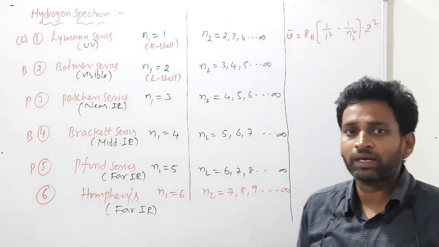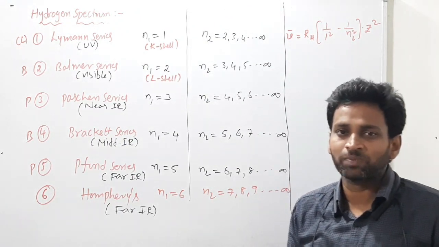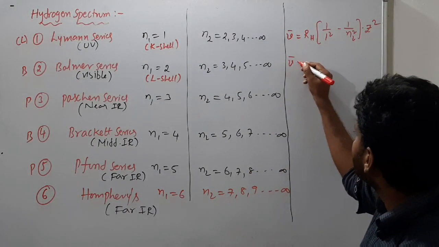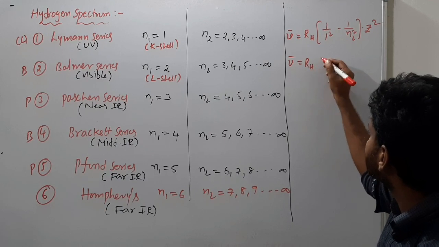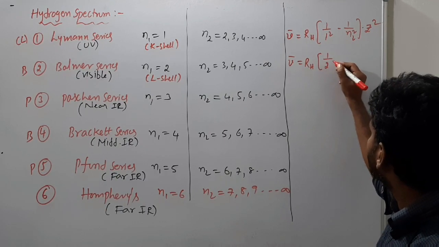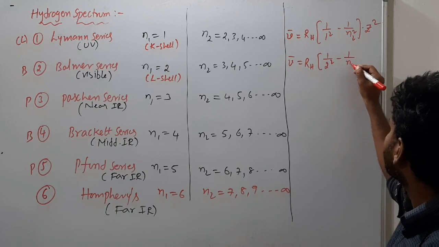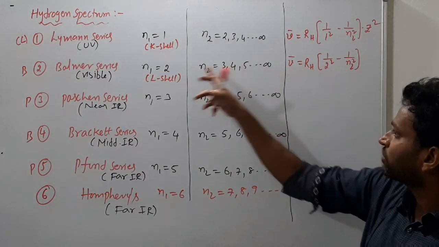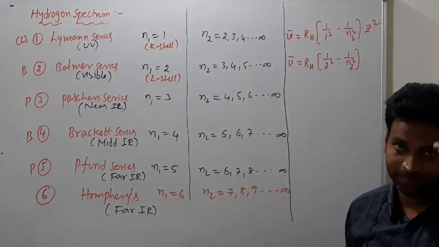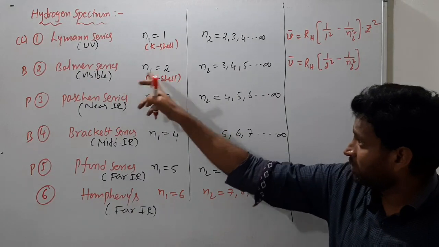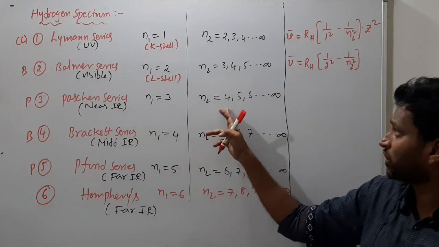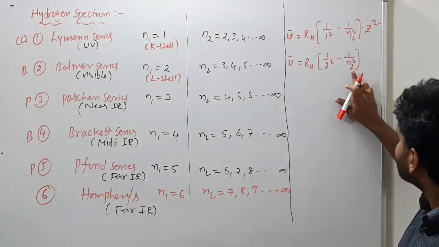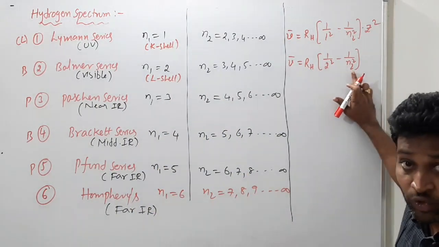You can use that formula to calculate the wave number in the Lyman series. Okay, for a particular Balmer series spectral line, if they are asking for the wave number, I gave it already. Wave number nu bar is equal to RH into 1 by 2 square minus 1 by N2 square. N2 we cannot say. N2 can be anything for a particular Balmer series or any series. Anything means, for the Balmer series, greater than 2. For the Paschen series, N2 is greater than 3 up to infinity, like that.